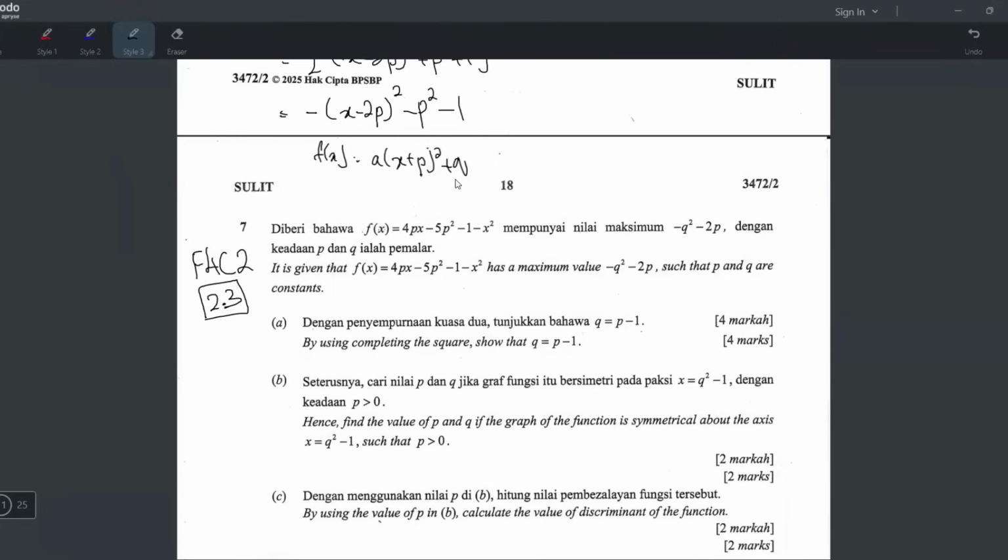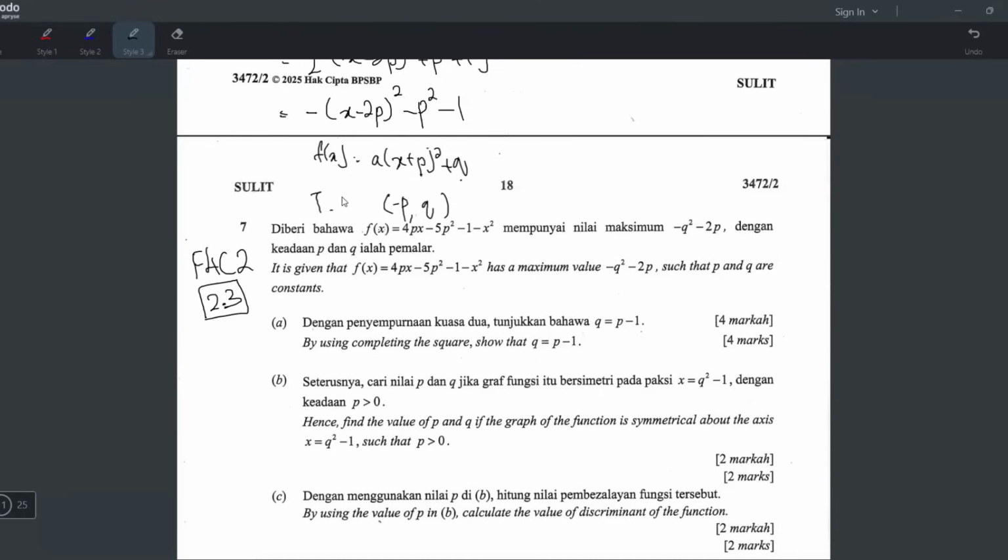Alright, what's the benefit of vertex form? What's good about the vertex form? You can find the turning point easily. How do you find it? For the x coordinate, refer here. For the y coordinate, refer here. So for the x coordinate, you refer to the p. But when you take it out, you have to change the sign, become negative p. And then for the y coordinate, that will be the q.